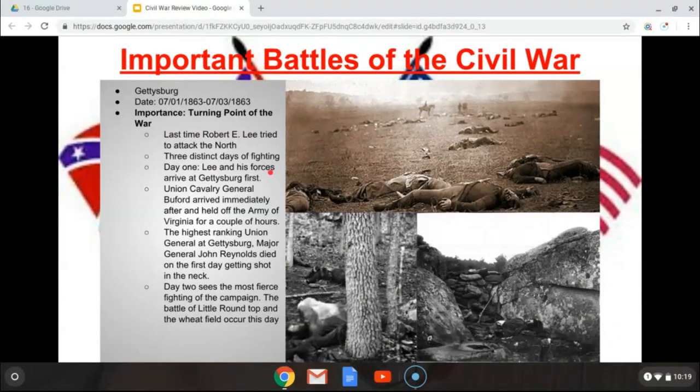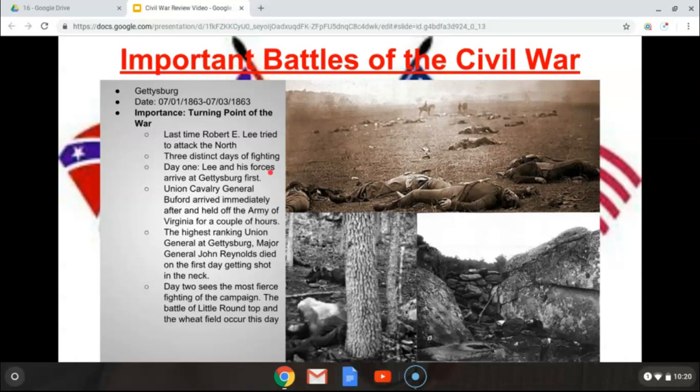Remember your turning point. The turning point is the big one. It's a 3-day battle where over 50,000 casualties happen. Gettysburg, Pennsylvania, the turning point. It's the last time Robert E. Lee tried to attack the North. It was 3 days. Lee got there first. Cavalry General Buford for the Union Army held off the Army of Virginia for a couple hours until nighttime.